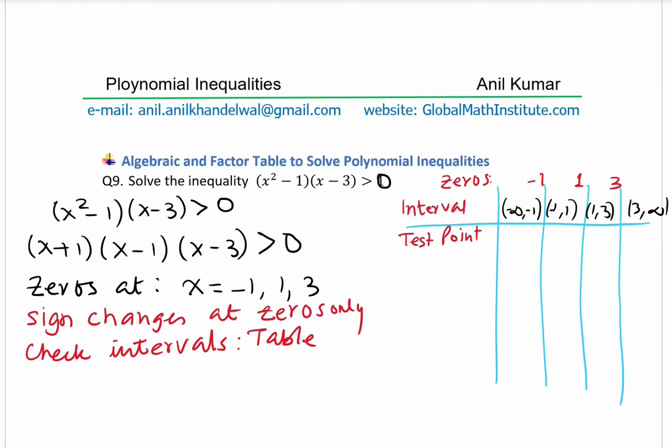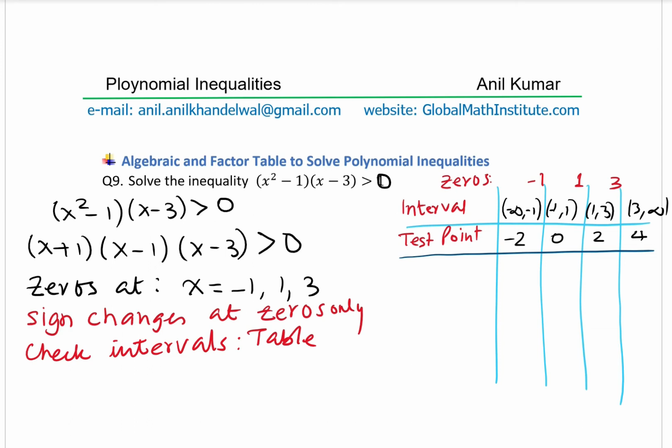So the test point could be any point, any convenient point. So let's write down our test points now. In the interval from minus infinity to minus 1, minus 2 could be a good point. Here, 0 is a good point. Then we have 2, and we can take 4 as our point.